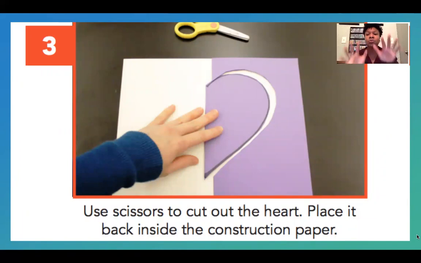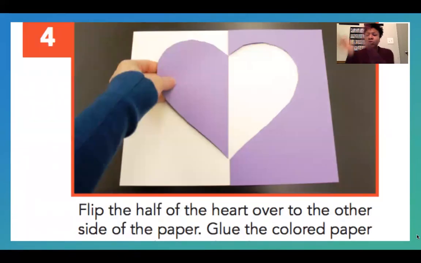All right, so right now you should be able to see half of the heart as positive space, but when you move that construction paper away, you're going to see half of the heart that is negative space. I want you to flip that colored paper over, half of that heart, flip it over, line it up perfectly, and you should see a positive heart and a negative heart.